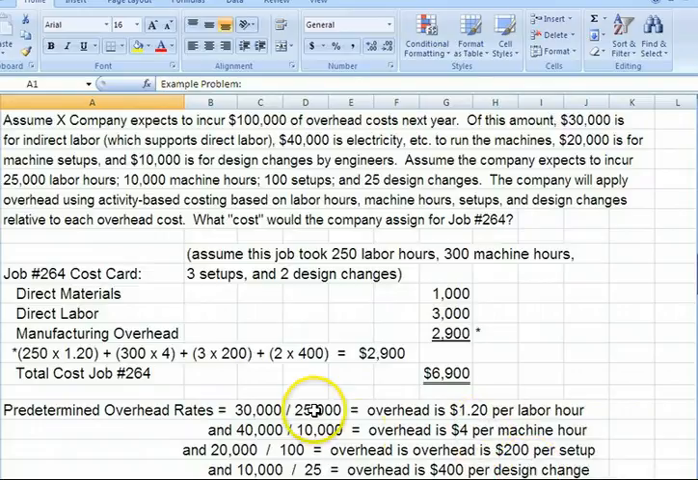Notice how I labeled them. Since I divided by labor hours, this is $1.20 per labor hour. Since I divided by machine hours, $4 per machine hour. Since I divided by setups, it's $200 per setup. And since I divided by the number of design changes, it's $400 per design change.